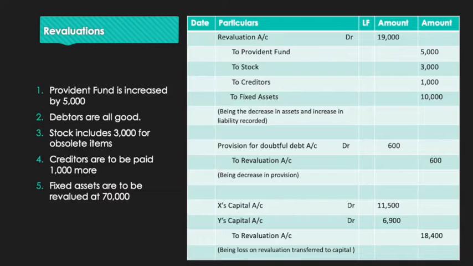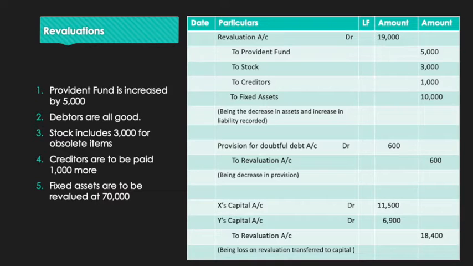Therefore, there is a decrease of 10,000 that will be shown in the debit side of the revaluation account. Taking that into mind, now let us do the journal entries. The first journal entry, which is a combined journal entry, you can see very clearly: revaluation account debit 19,000, to provident fund 5,000, to stock 3,000, to creditors 1,000, to fixed assets 10,000.